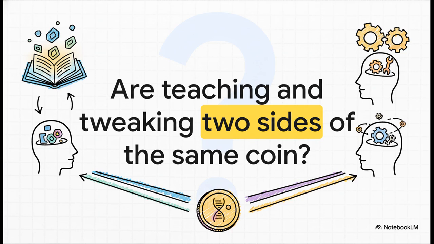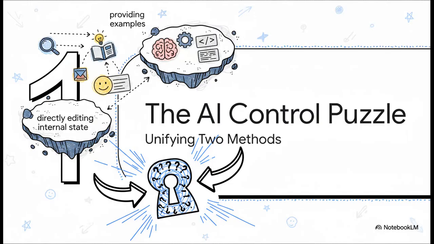And that really is the central mystery here, isn't it? How on earth can showing an AI examples and literally manipulating its internal wiring be related? I mean, they feel like they come from totally different universes, and yet some fascinating new research is suggesting they're just two different ways of doing the exact same thing. To really get to the bottom of this puzzle, we first need to get a bit more specific about how each of these control methods actually works.